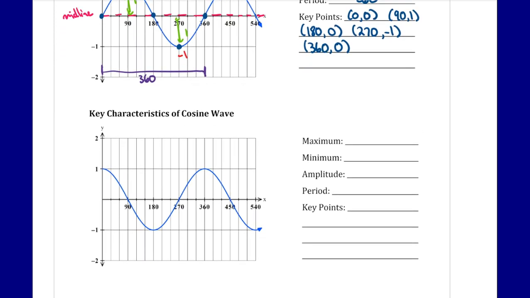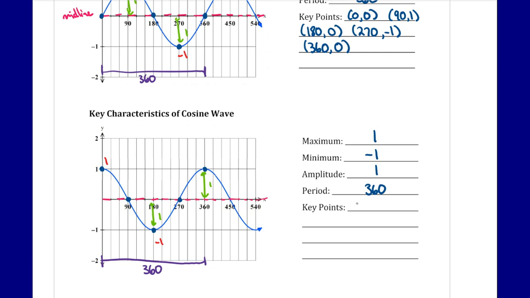Looking at the cosine wave, it's very similar. We can see we have a maximum and a minimum, both of which are 1 and -1. We can see our midline again, cutting it across. Hopefully you can see the amplitude from the midline to the max and the min is 1, and the period goes from 0 to 360. So we still have the same characteristics: maximum of 1, minimum of -1, amplitude of 1, period of 360 degrees. And our key points are a little bit different.